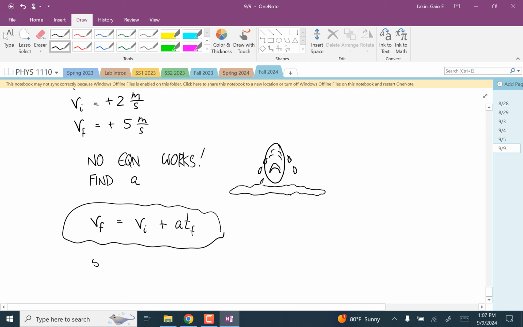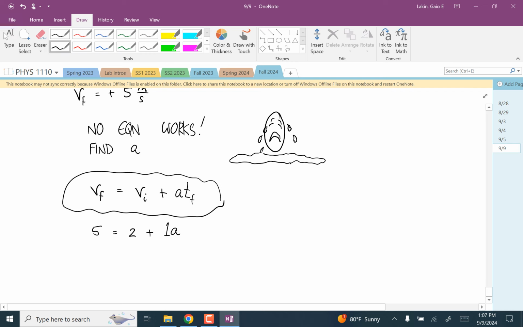So we have 5 is equal to 2 plus A times 1. Okay, and now you're just doing the algebra. So 3 is equal to A. So A is equal to 3 meters per second squared.